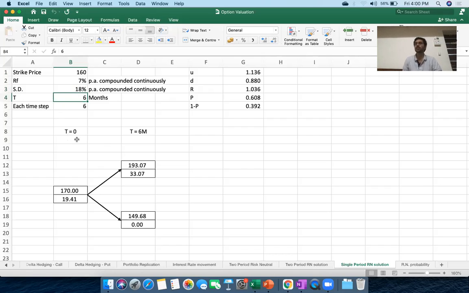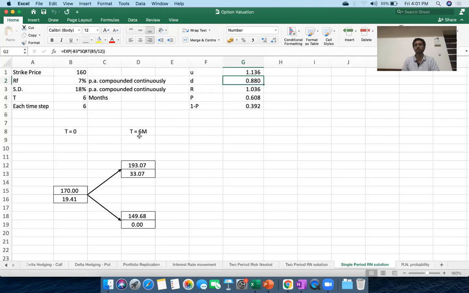And since we took a single period binomial model, we only have one time step, where each time step is for 6 months. And then we calculated U and D. We calculated U as e power sigma root T, which is the exponential of the standard deviation of 18% per annum multiplied by the square root of time, which is the square root of 0.5. So the exponential of standard deviation into square root of 0.5 is nothing but 1.136, and D is nothing but 1 divided by U. So we got D as 0.88.